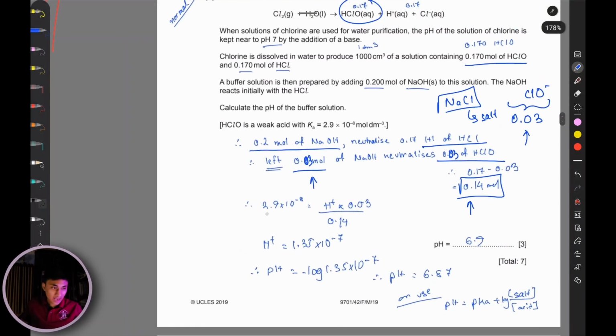So I know the dissociation constant of HClO that is given to us over here, since it's a weak acid, and it is given as 2.9 into 10 to the power of minus 8, and that is going to be equal to your H plus concentration that you need to find out times 0.03 of those ClO ions that is produced by the acid plus base reaction. Weak acid plus NaOH base reaction. So there is 0.03 moles of the ClO ions left.